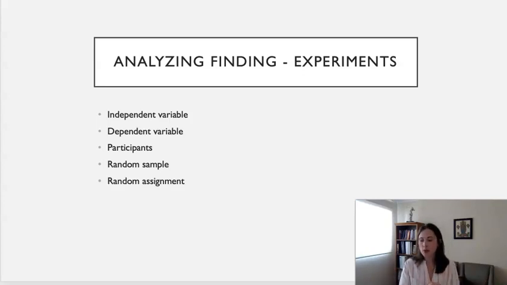When you do an experiment, you have to have a random sample. We talked about this in the last video. Random sample. Your sample looks like your population. Remember that. It's got to look like who you're interested in.